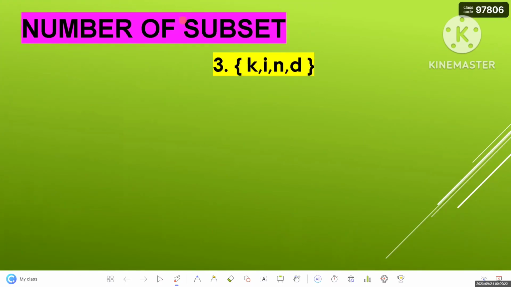Next, number of set. Sample number 3. Set K, I, N, and D, or this is the word kind. Ilan kayang subset ang mabubuo sa word na kind? O, isa-isay natin. Kung tatakpan natin ang kind, lalabas si set only. So, isa na yan. And then, takpan natin yung I, N and D, lalabas si K. Takpan natin yung K, N and D, lalabas si I. Takpan natin yung K, I at saka D, lalabas si N. Takpan natin yung K, I, N, lalabas si D. So we have 4 single elements.